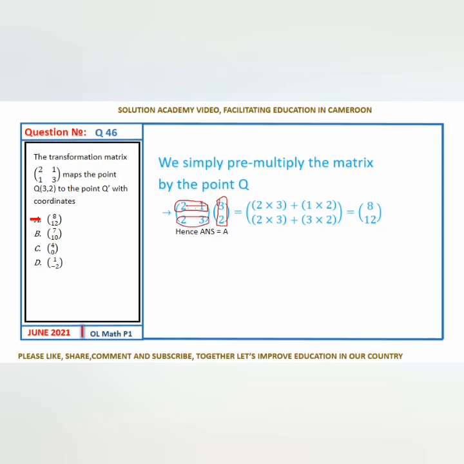Okay, so we are going to start 2 times 3, also plus 3 times 2. That's the order. I hope it's understood. Then we just simplify, and that is all. So to this, our answer is A.